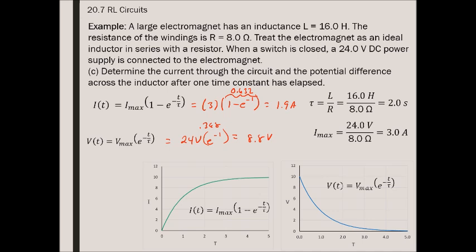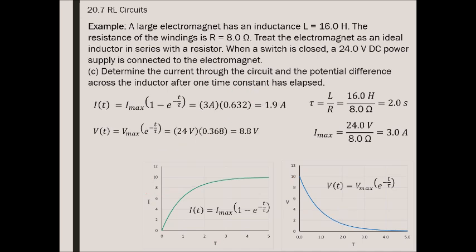So this is basically based on time constant. The current at 1.9 amps is going to be about there. That's not 24, because that's 3. So 1.9 amps. And then here, this is 24 volts, and at one time constant it's 36.8%. And so that would instead be 8.8 volts. There's all the values again.